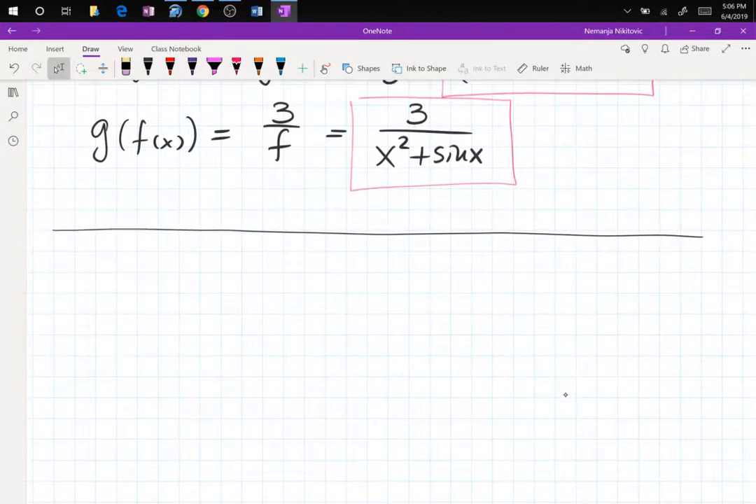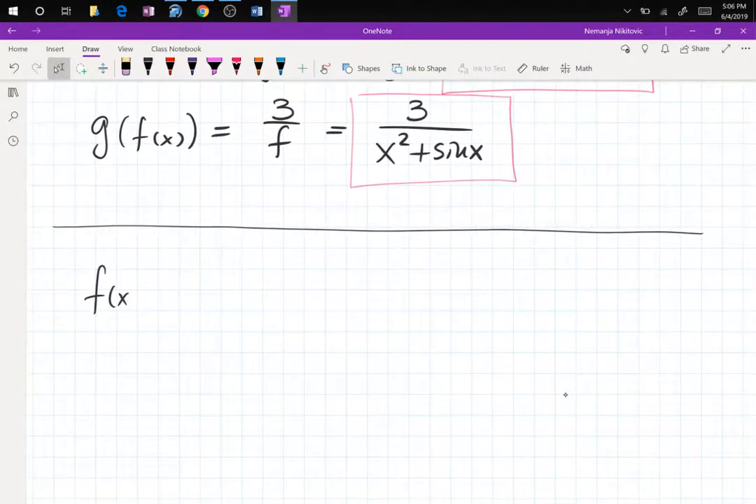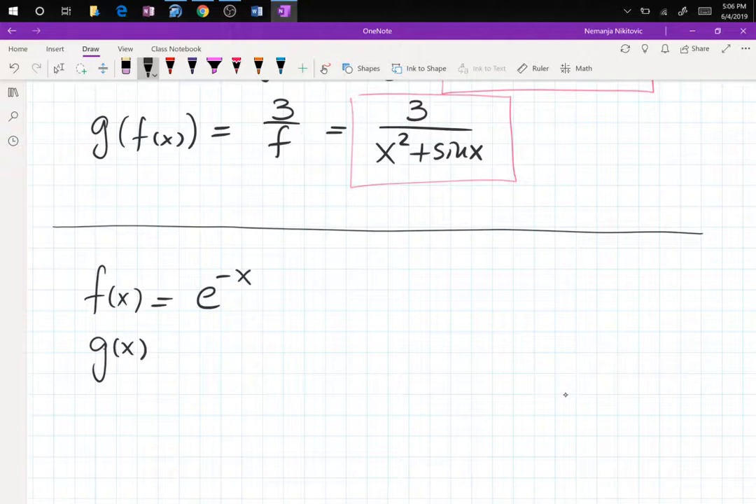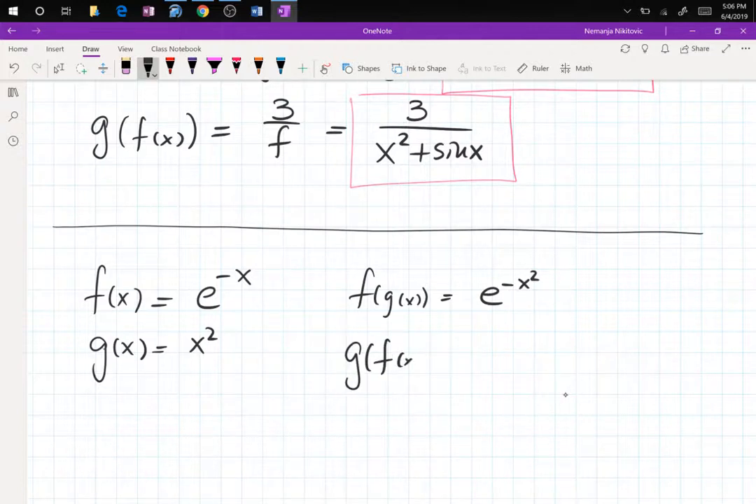So let's see. f of x is equal to e to the negative x. g of x is equal to x squared. What is f of g of x? e to the negative x squared. Good. Yes. And what is g of f of x?